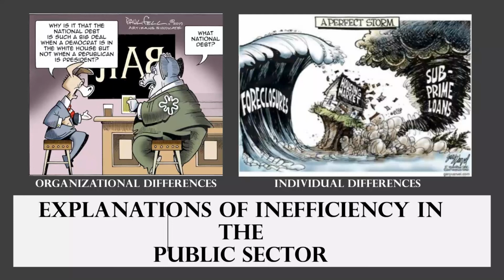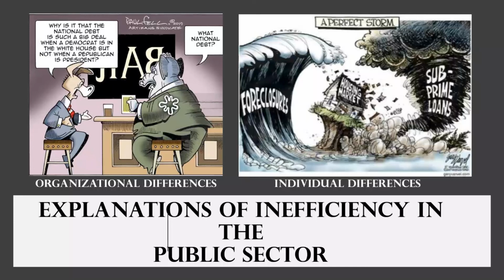So aside from the legal, policy and constitutional restrictions, you also have to deal with what is politically feasible, right? You see the cartoon here says, why is it that the national debt is not a big deal when a Democrat is in the White House? And then the elephant says, what national debt, right? It's funny, but it's true, right? It has to do with how the politics of the day see what is feasible politically, right?